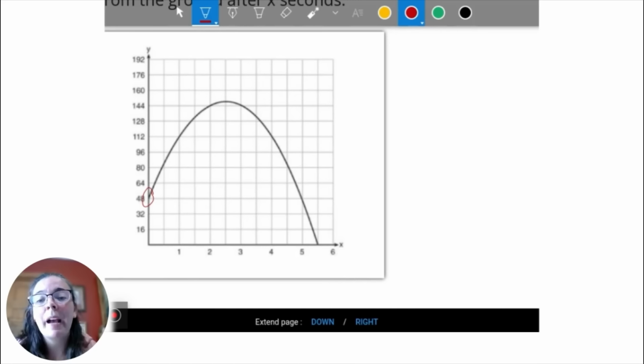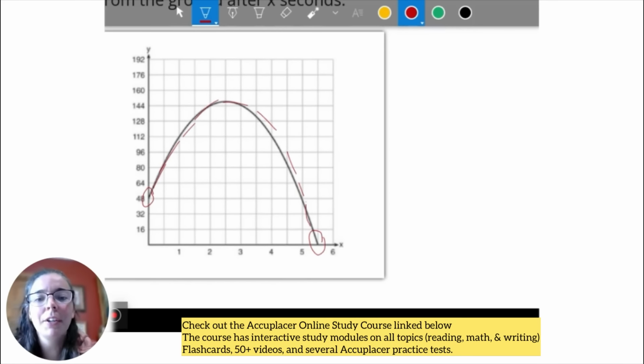For example, at what point does the ball hit the ground? So we need to be able to look at a graph and see what it means in relation to the problem. So if this is a ball, it's going up, up, up, coming down, down, down. It's going to hit the ground at a height of 0. So this would hit the ground when x is equal to, it looks like 5.5, right?